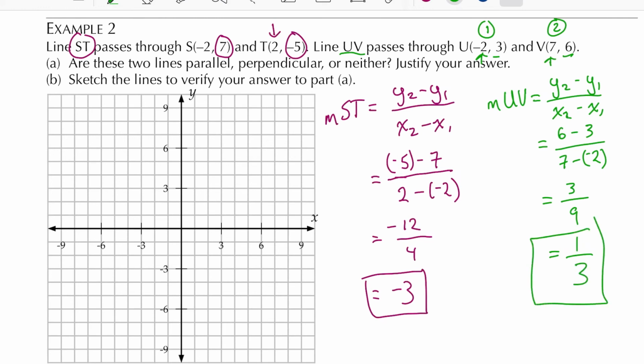Now let's look at these two. Are they the same? No, they're not the same. So these two lines are not parallel. Are they negative reciprocals? Well, let's look. This one's negative, this one's positive. This one's 3, this one's 1 over 3. They are negative reciprocals. So these two are perpendicular.